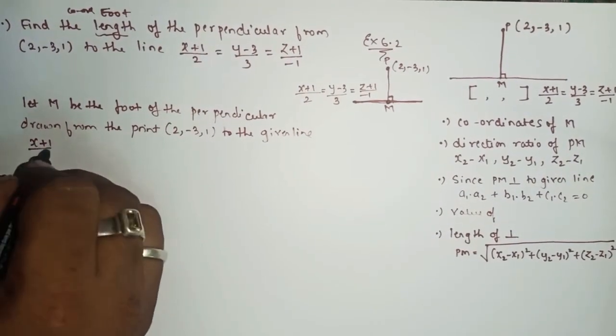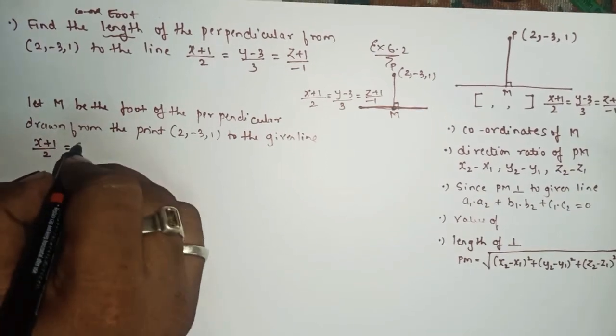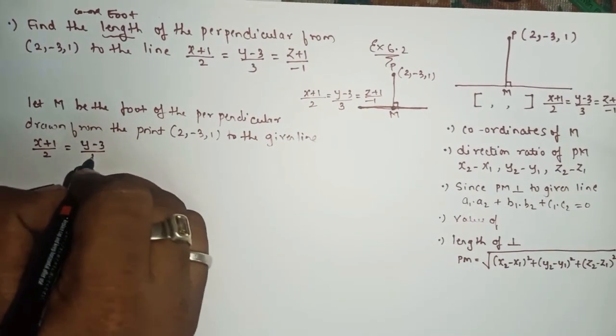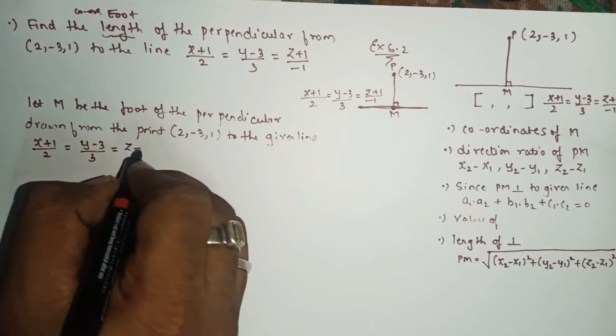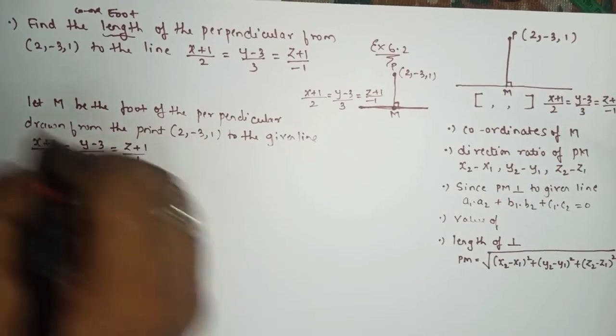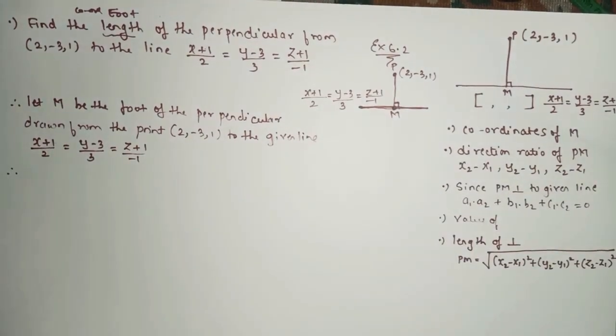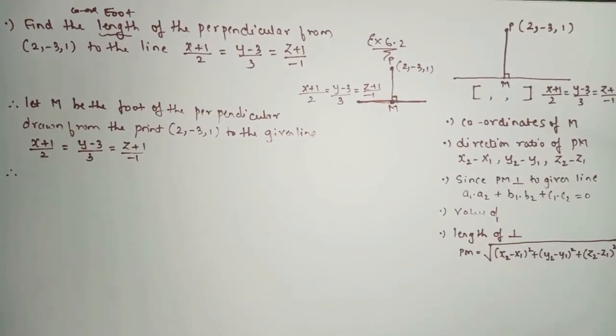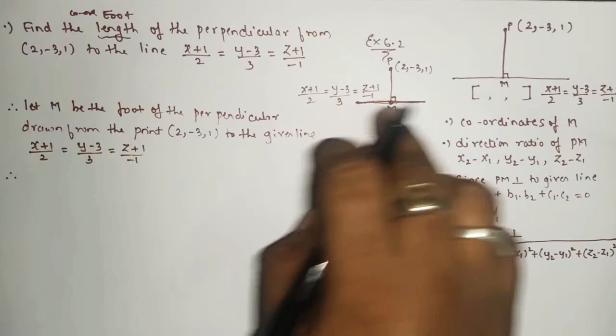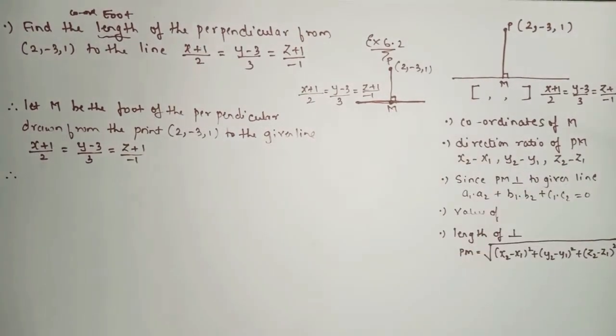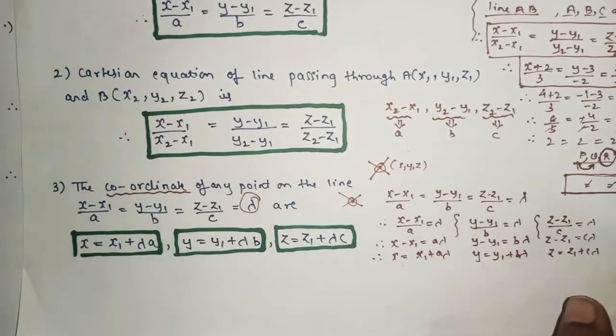(x plus 1) upon 2, (y minus 3) upon 3, and (z plus 1) upon minus 1. So the first step will be to find the coordinate of M. To find the coordinate of M, as M lies on the line, to find the coordinate of any point on the line, we have to apply this concept.